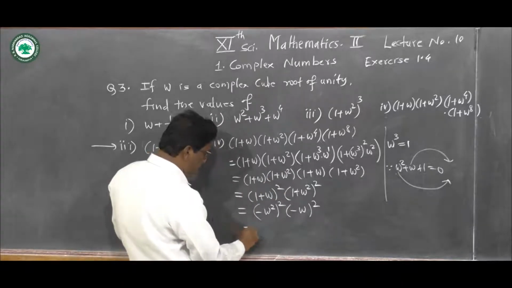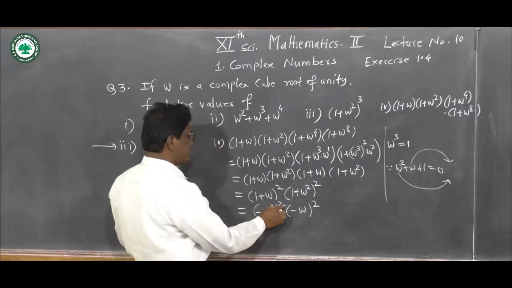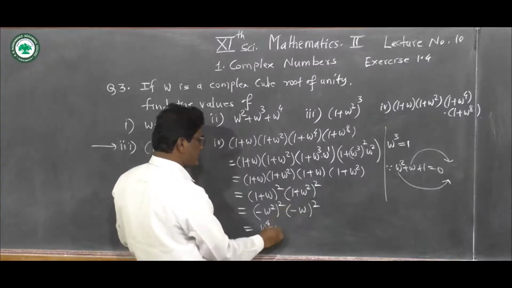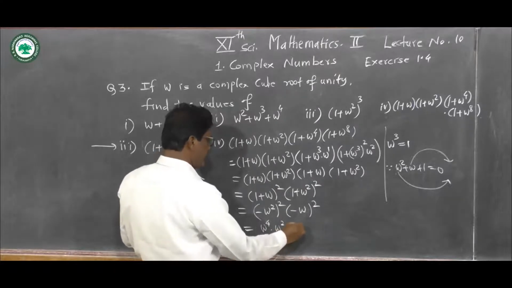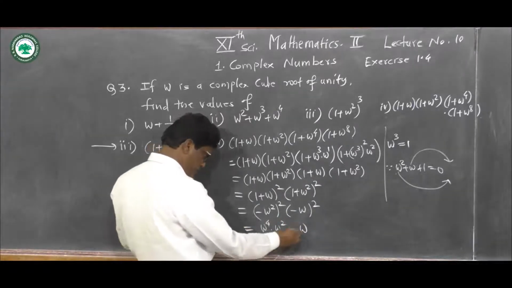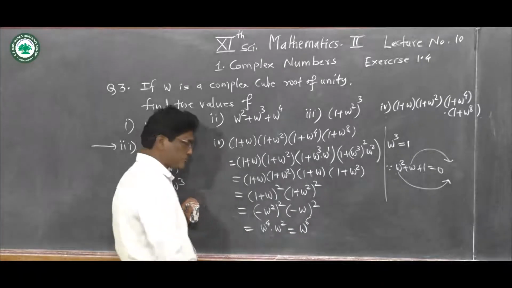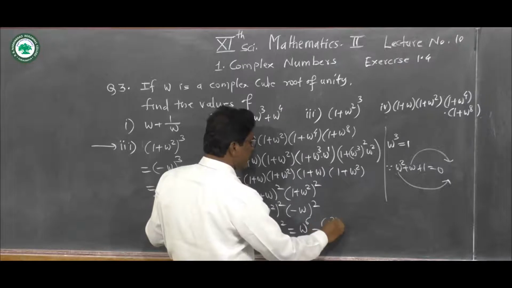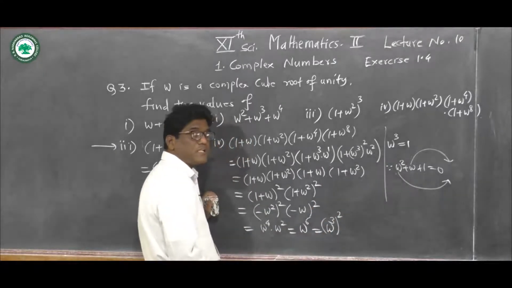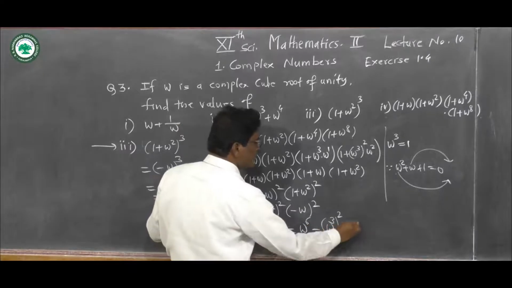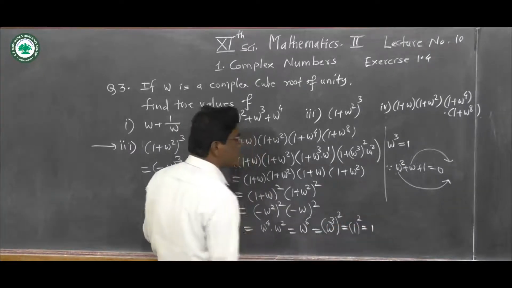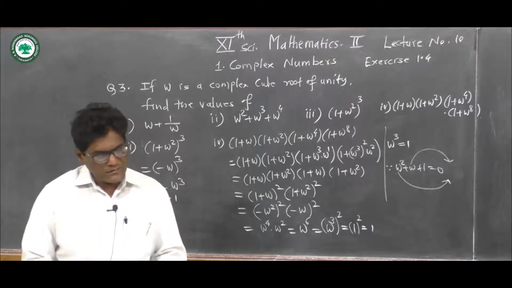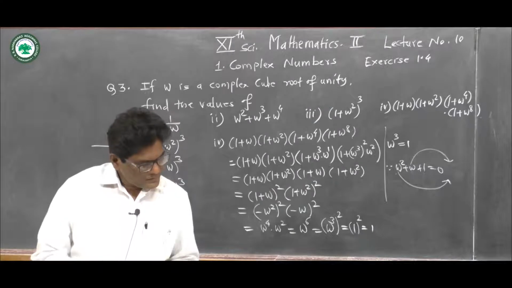So here it is equal to minus and its square, so it is positive, so omega to the power 4. Here also minus square is positive, here omega to the power 2. So it is equal to omega to the power 4 plus 2, that is 6. We write this omega to the power 6 as omega to the power 3, whole to the power 2, and omega cube is 1. So 1 to the power 2 is 1. So the value of this fourth problem is 1. In this way we have completed question number 4.